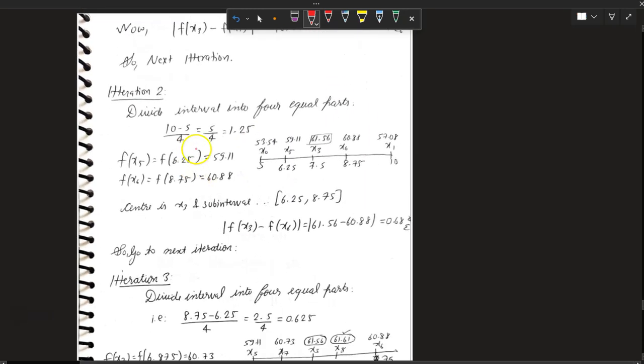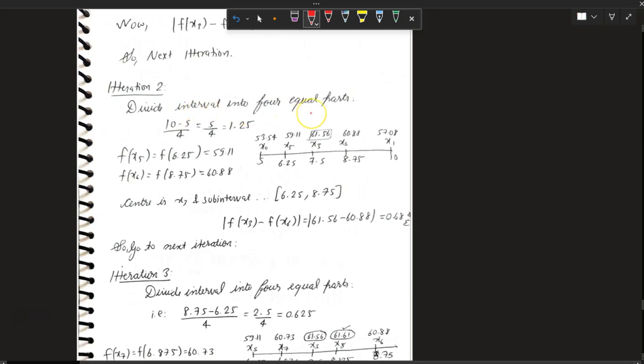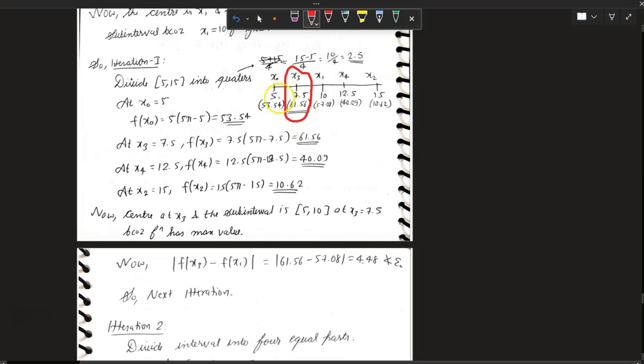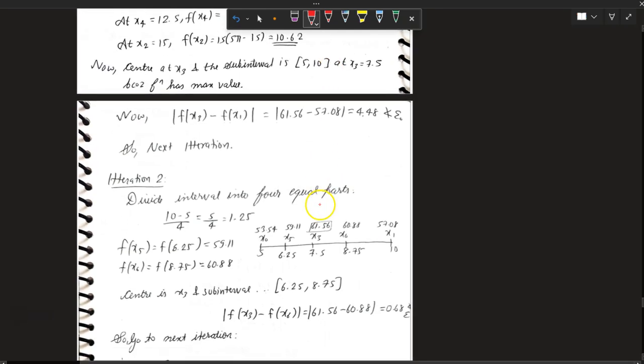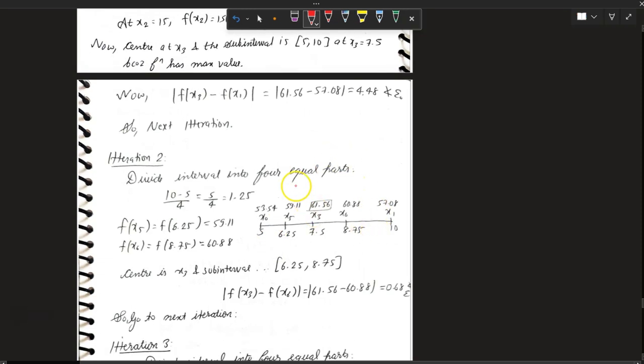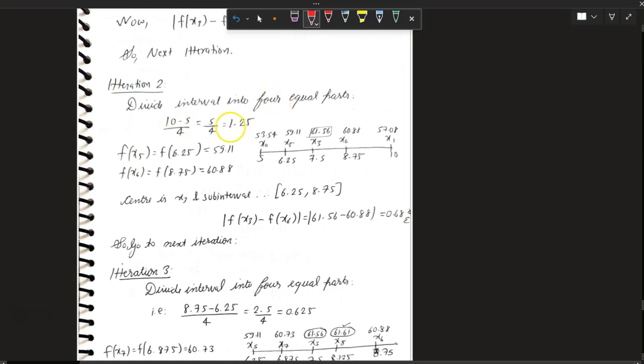After doing the next iteration, what will you get? Divide the interval into 4 equal parts. The interval you get here is 5 and 10, the closest interval to this maximum point. Now divide it again with the 3 points. The same you have to do: 10 minus 5 is 5, divided by 4 is 1.25. Add 1.25 each time, and you will get equal intervals.